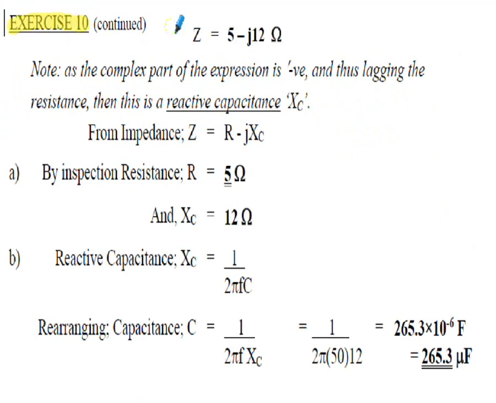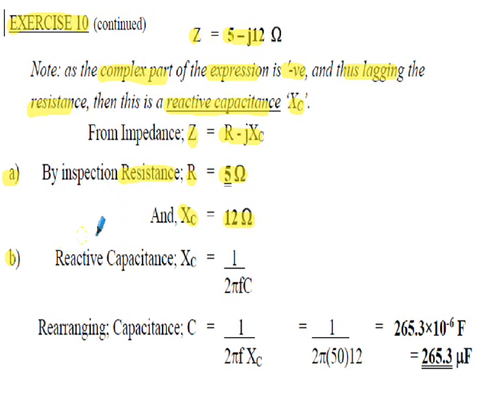Exercise 10 continued. We now know that Z in Cartesian form is 5 minus j12. So noting that the complex part of the expression is negative, thus lagging the resistance, we have a capacitive reactance XC here. So from the impedance, Z is equal to R minus jXC. Part A, we read by inspection, the resistance R is 5 ohms and XC is 12 ohms.